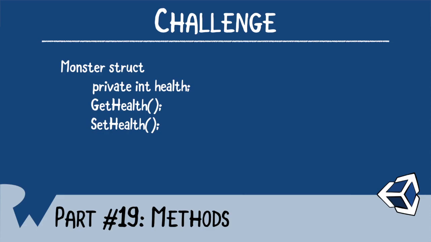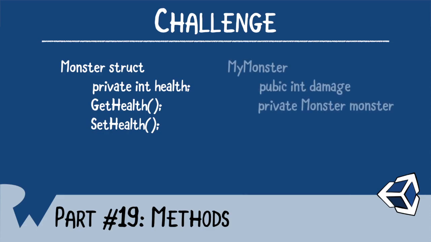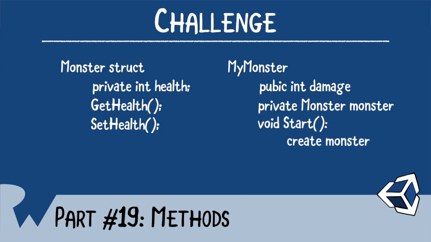Next, I want you to create a my monster script, and I want you to attach this to a cube. This my monster script should contain a damage field, which is an integer, and a monster. The first thing you'll do is in the start method, I want you to create a new monster and then set its health to 100.